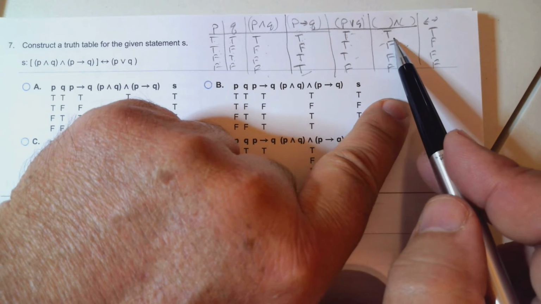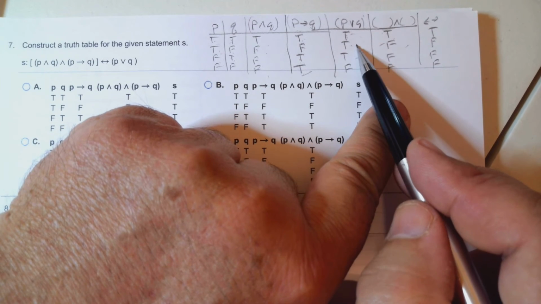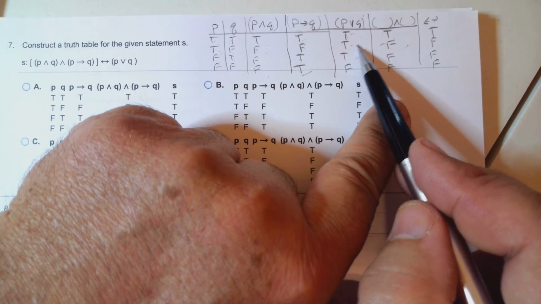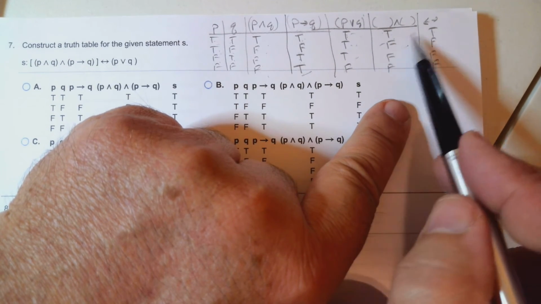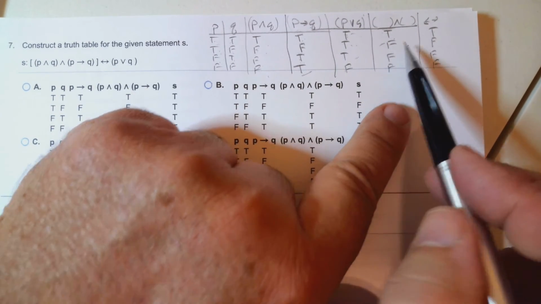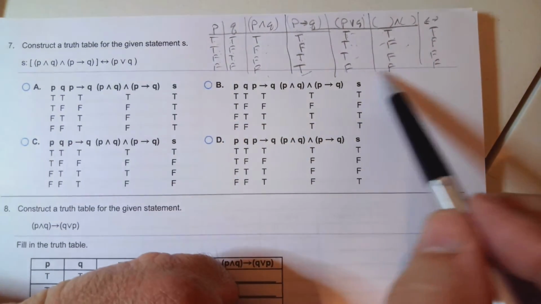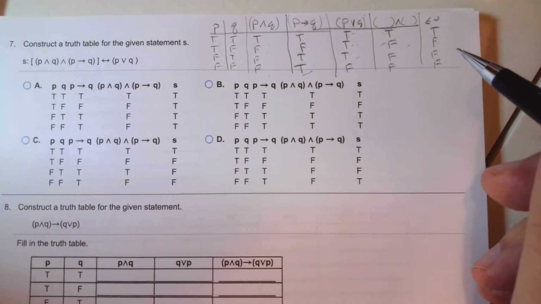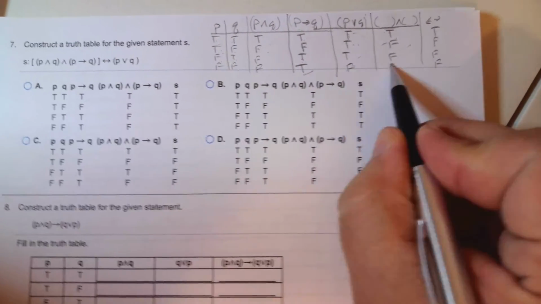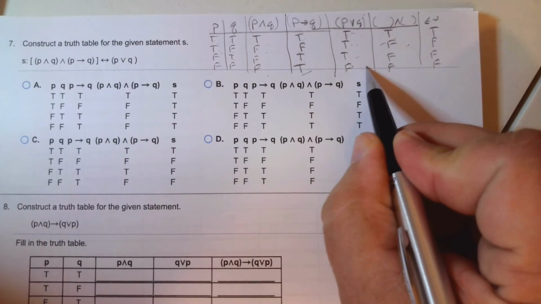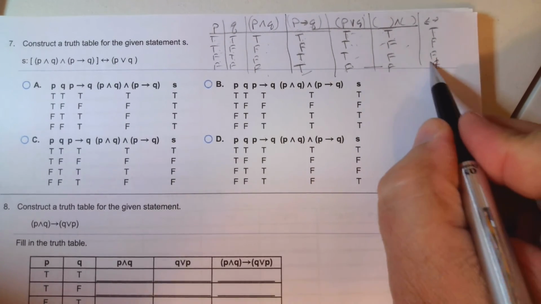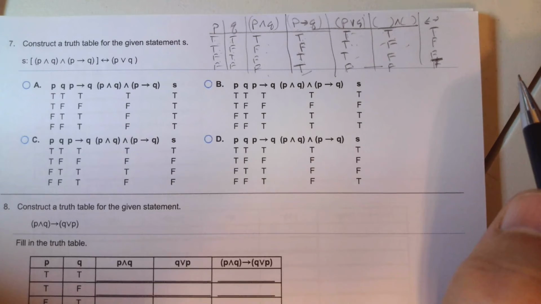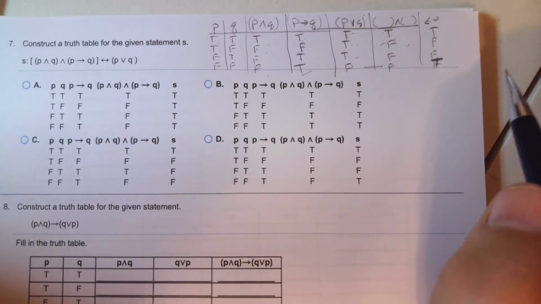So then this conditional with this one. True and true is true. False, true is false. False, false. Oh, yeah, in the biconditional, as long as they're the same, that's true. So it's D.